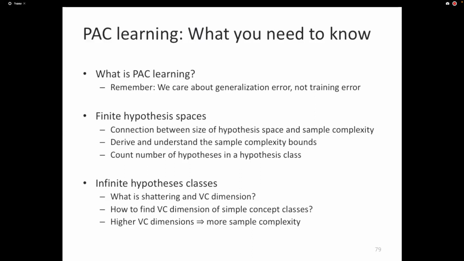In the infinite hypothesis setting, which is what we looked at now, we had to invent new theory to be able to even get to these bounds. And this involves the definition of shattering and VC dimension. We need to know what they mean. We need to be able to find VC dimensions of simple concept classes like the kinds that we saw in the lecture. And the key point here is higher VC dimension means the sample complexity can be more.